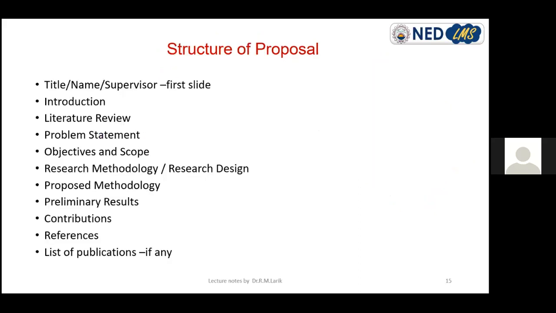So this is the structure of the proposal. Actually, you need to write basic 5 chapters, right? Start from the title, your name, your supervisor's name, and then you start from the very first chapter, that is introduction. Then you do the literature review, the second chapter. Then from the literature review, you will come out with the problem statement, and from the problem statement, you come out with your objectives and scope, and your own research methodology, or whatsoever research design which you have designed to solve a particular problem. You propose methodology, your results, your contributions, references, and list of publications.